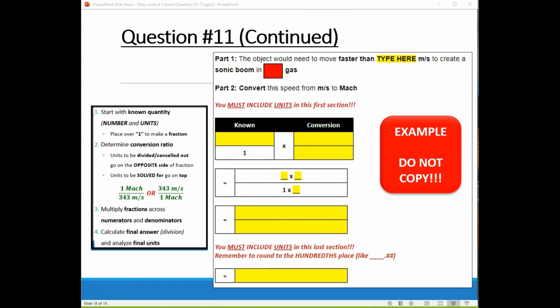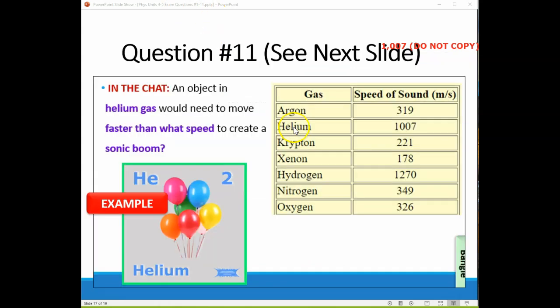All right, so taking that over here for question number 11, again, this is my example. Do not copy my example. For my example in helium gas, I would need to move faster than 1007 meters per second. This is just an example.